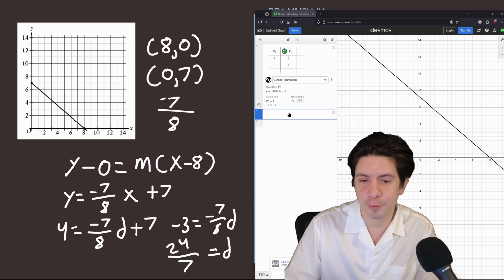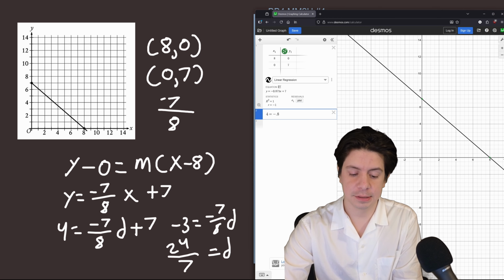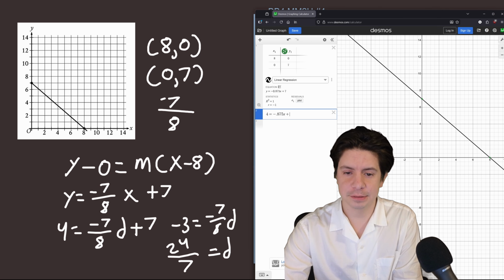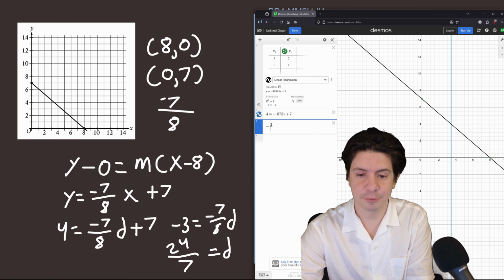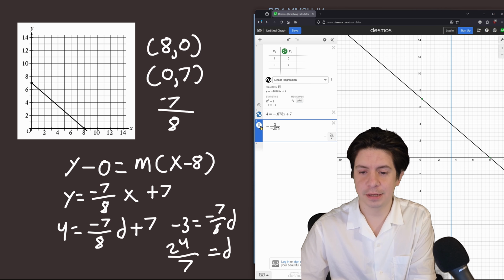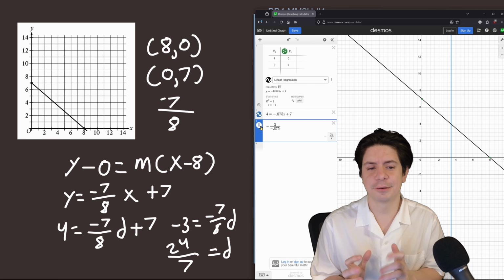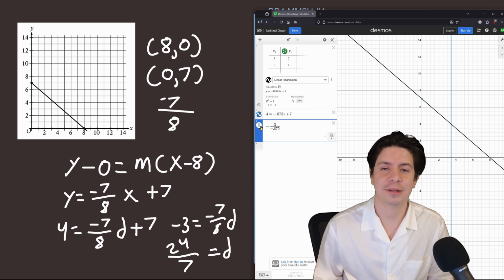So you could plug in 4 and isolate x. So 4 equals negative 0.875x plus 7. And just isolate for it, so you'll get negative 3 divided by negative 0.875. You get that. You make it into a fraction. Okay, so they're about equally difficult. I like the first way, but definitely you can use Desmos as well. Let me know what you prefer.